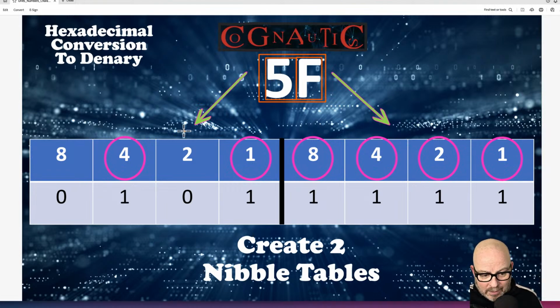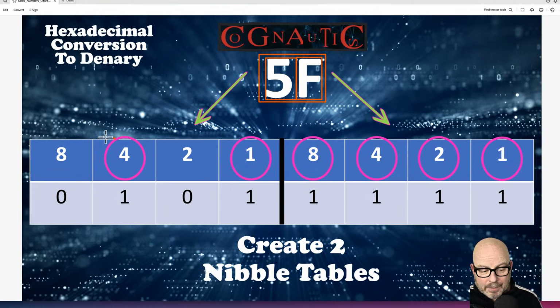So with 5, let's do our nibble table. What's the biggest number in our grid that goes into 5 once? It's 4. What's left over? It's 1. So that's that one done. Then F we know is 15. 8 goes into 15 once, leaves 7, which means we've then got the next number, which is 4, and then the next number is 2, the next number is 1, because 8 and 4 is 12, and 2 is 14, 1's 15.